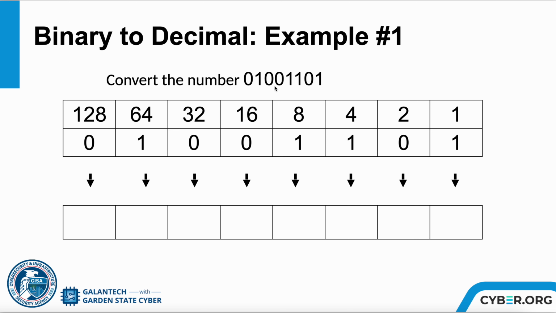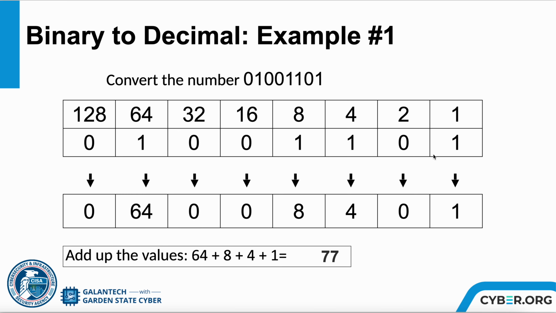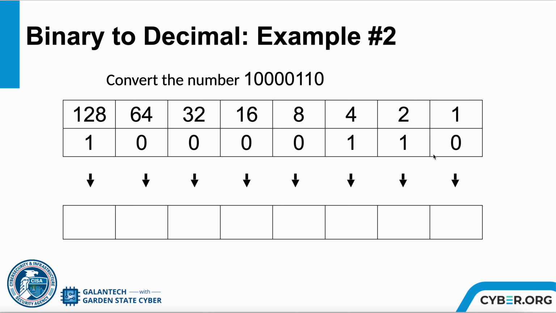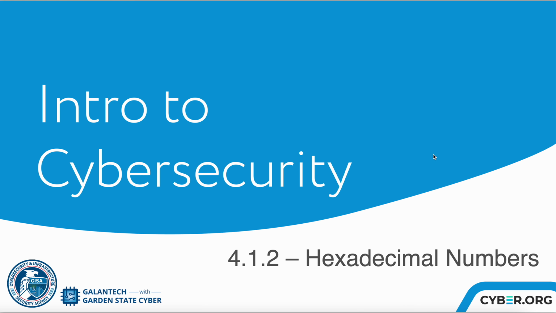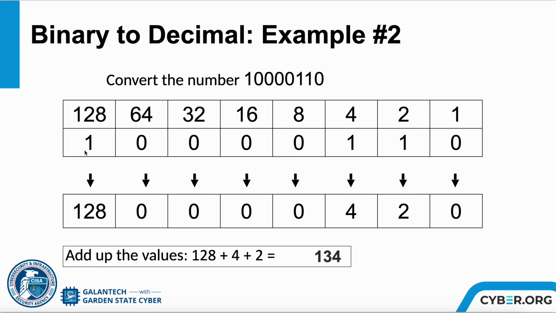How you figure it out is you just look at this table. Oh, 64 has a 1, so I know that's a yes. 8, 4, 1. We add all those up together and we get the number 77. If we do it again, 128, 4, and 2. So 4 and 2 is 6 plus 128, we get 134. That's how you figure out from binary to decimal. And the largest number you can have is all of these being ones, and that's 255.